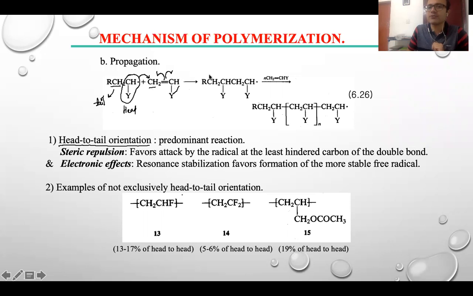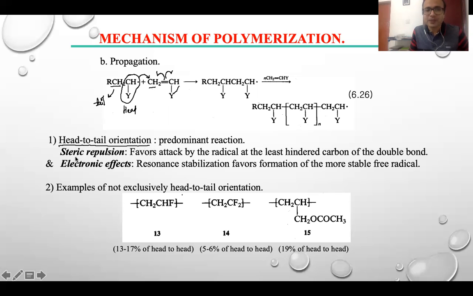Now this will further react with the other monomer in a head to tail fashion. So you can see head is adding on to the tail. Similarly, every place you can see head is adding on to the tail. Here also head is adding on to the tail here. Okay, so the addition is always happening in a predominant way in the head to tail orientation.